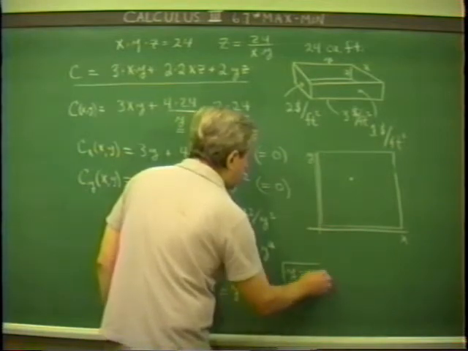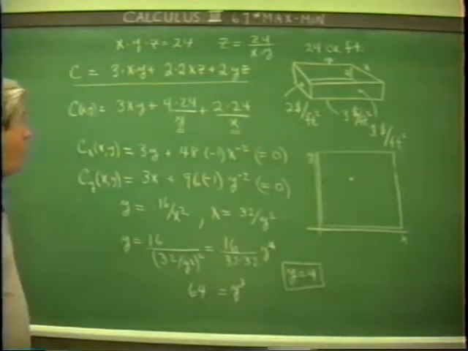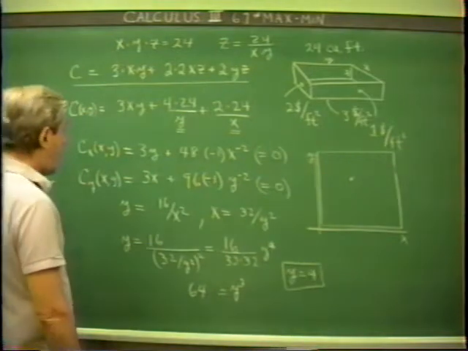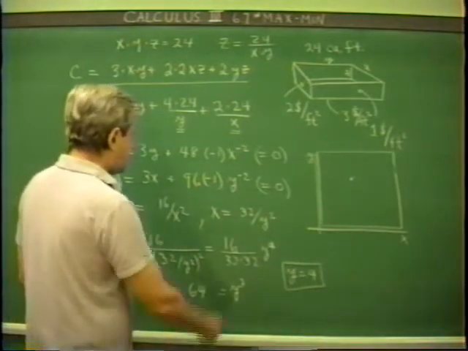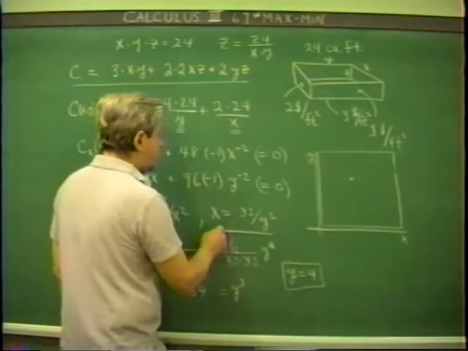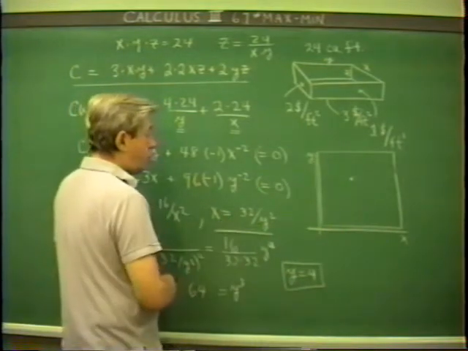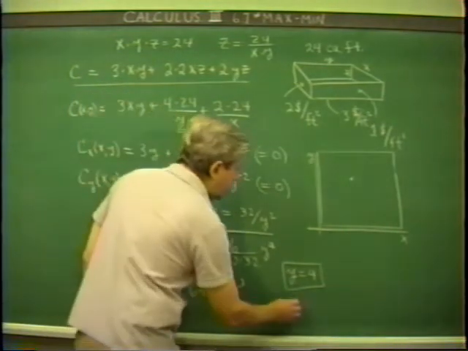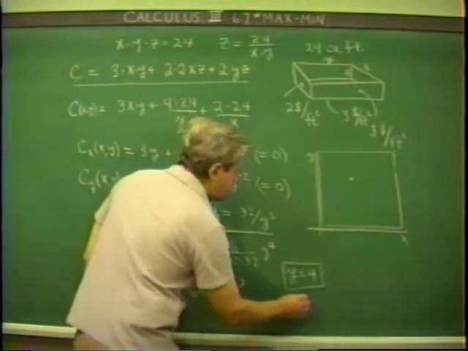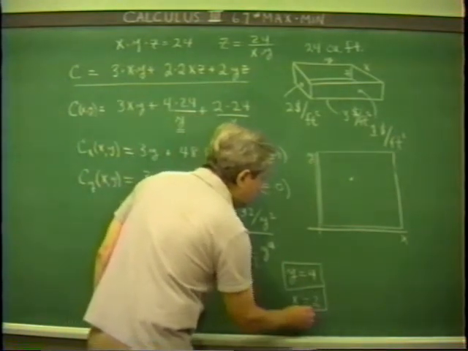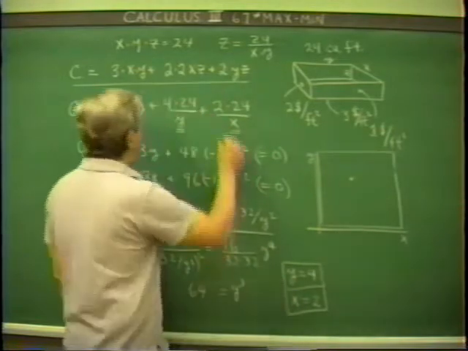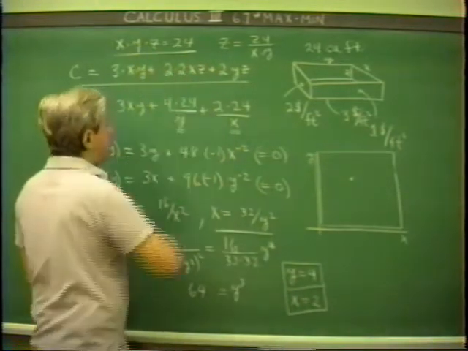And so y is equal to 4. So the y dimension of this box should be 4. Once we know the y dimension of the box, we can get the x dimension from here, because x is going to be 32 over y squared. That's to say x is going to be equal to 32 over 16, or 2.